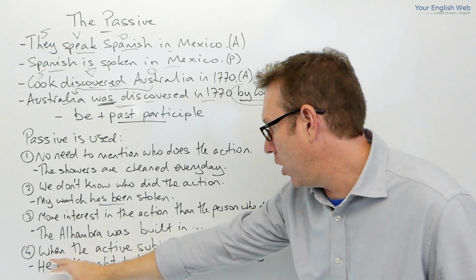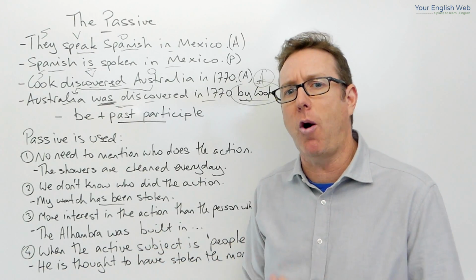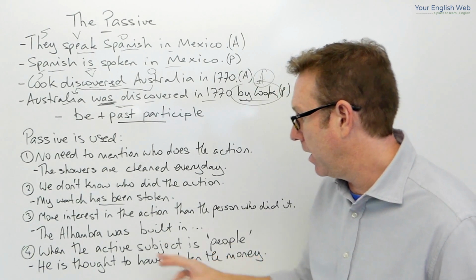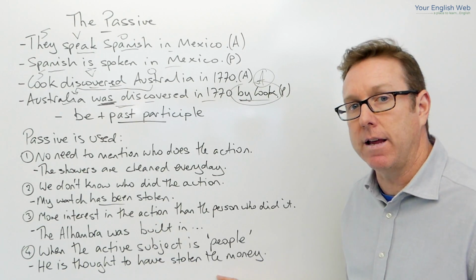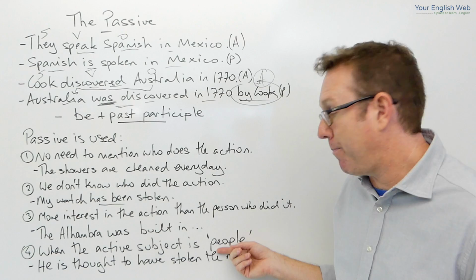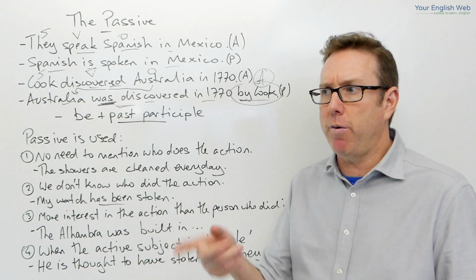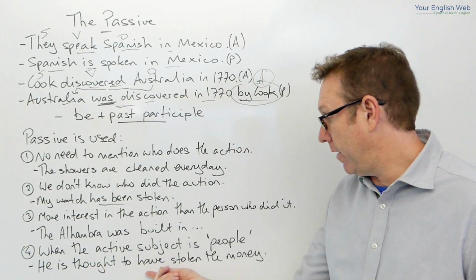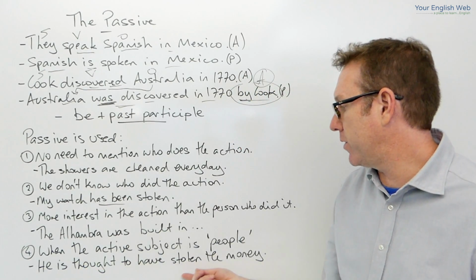And the last one is when the active subject is people. Now this is a little bit more complex, but what we mean by this, by the active subject is people, look at the example. He is thought to have stolen the money. So basically people think that he stole the money. But instead of saying people think that he stole the money, we say he is thought to have stolen the money. Okay?